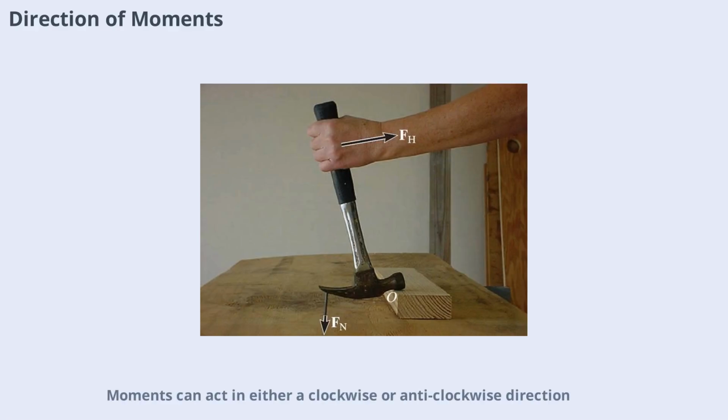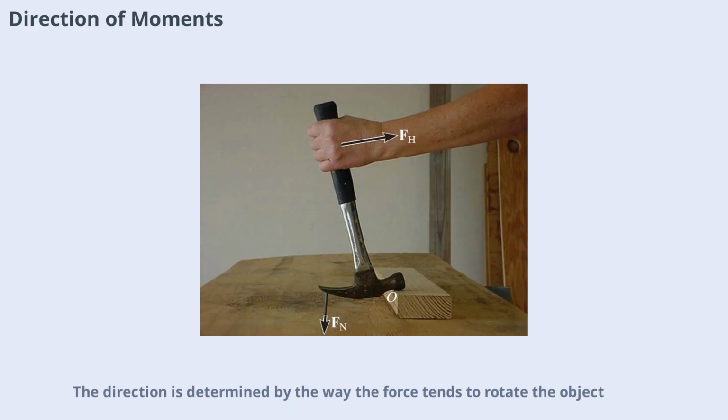Moments can act in either a clockwise or anticlockwise direction. The direction is determined by the way the force tends to rotate the object. In diagrams, a curved arrow is often used to indicate the sense of the moment. Clockwise and anticlockwise moments are usually represented by different arrow symbols. This distinction is important when summing moments to check for equilibrium in structures.